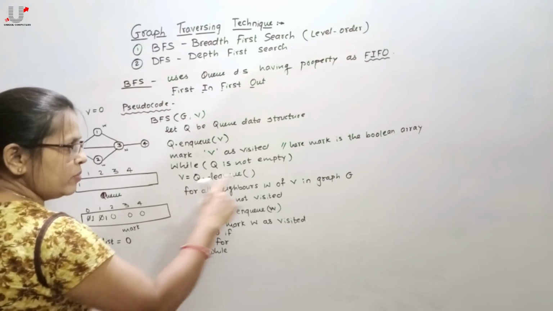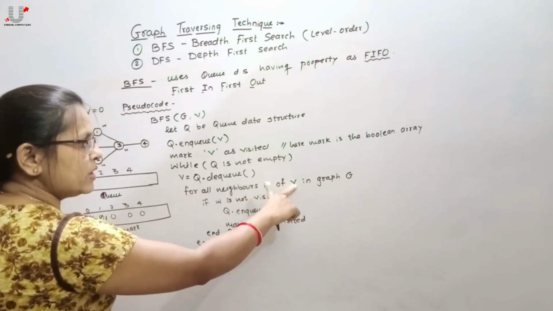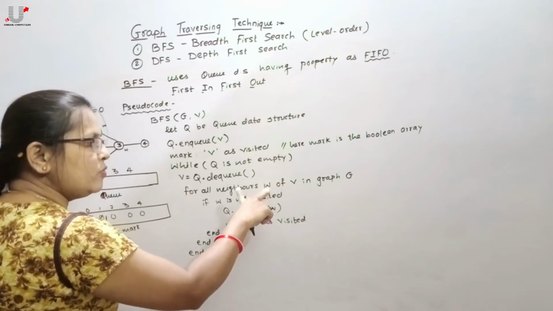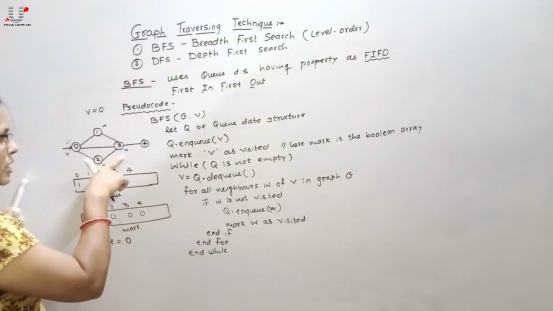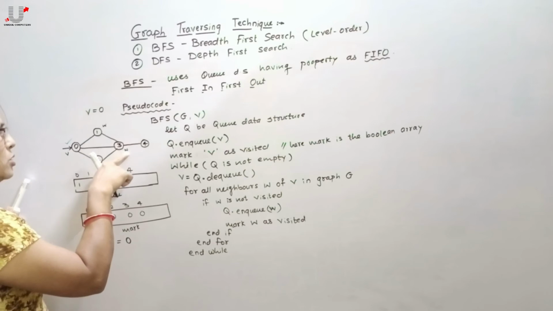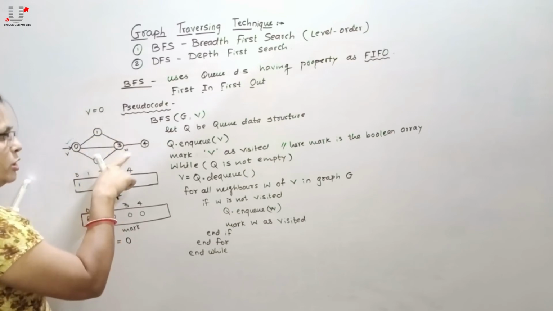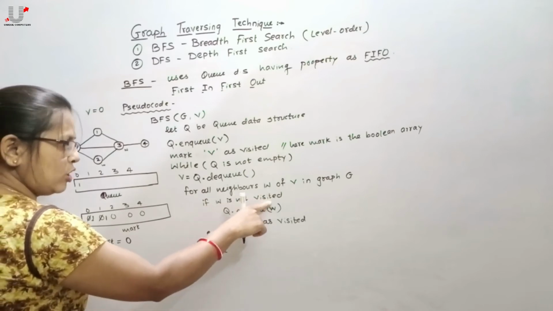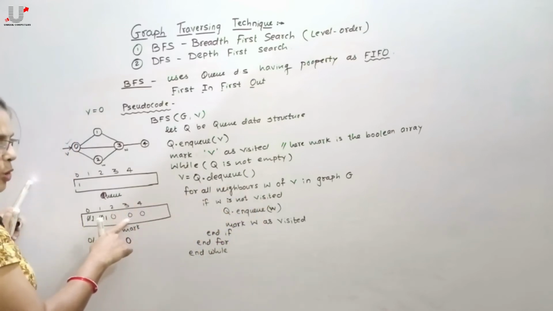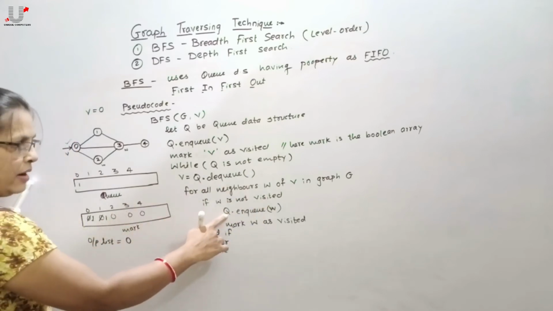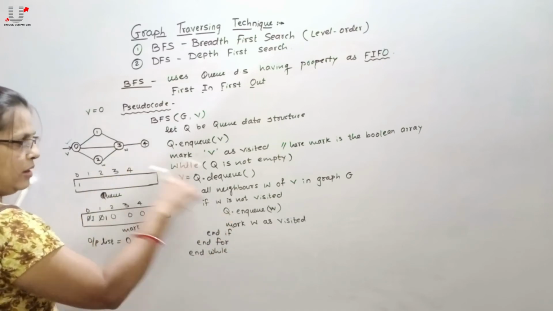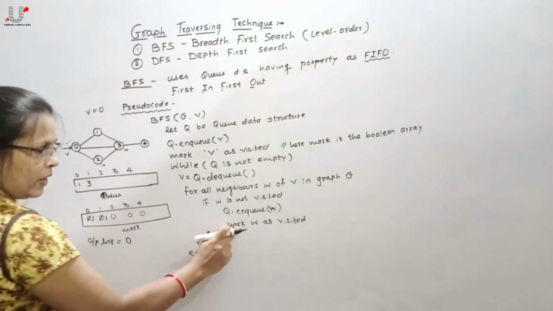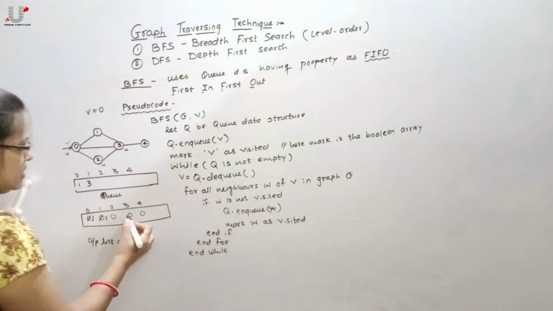Then check again whether we still have any unvisited neighbor. Yes, it's 3, so now W is pointing to 3. Then check whether W is not visited. Yes, W is still not visited. Then add that W, which is 3, into the Q, and mark that W as visited.